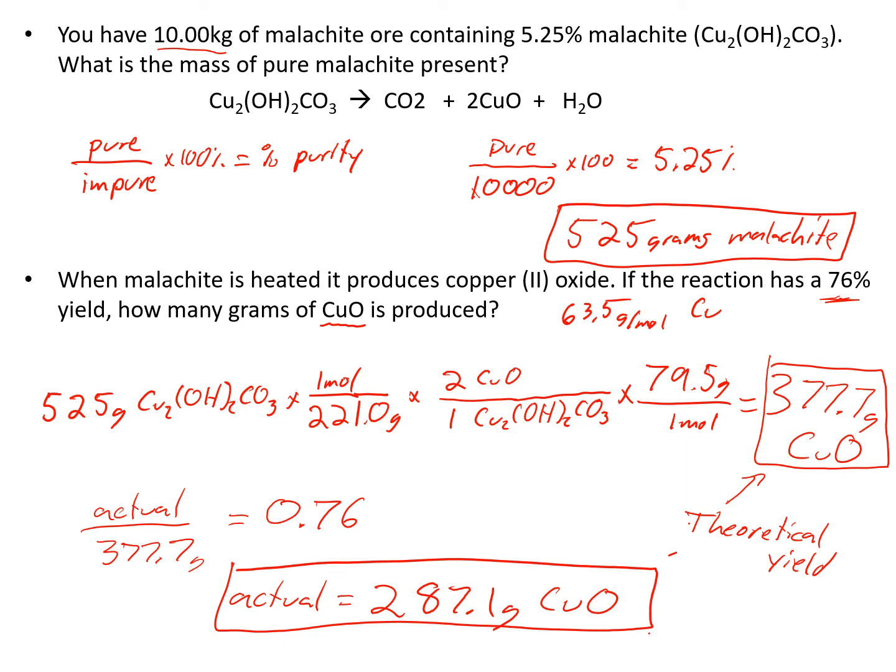Okay, so my theoretical yield was 377. I didn't get 377 though, I only had a 76% yield. So that means my actual amount through experiments, I got 287.1 grams of copper 2 oxide.